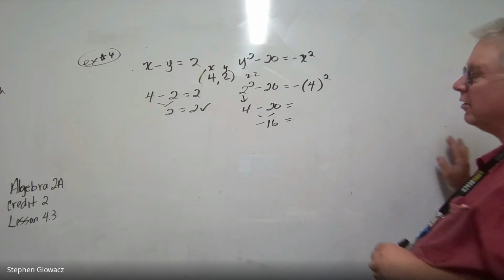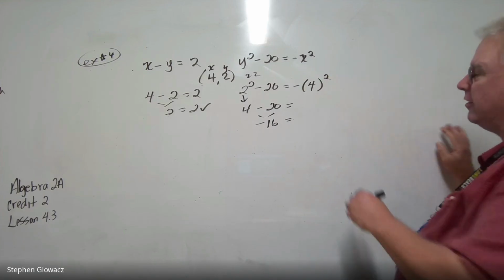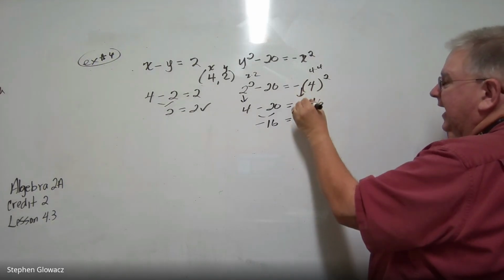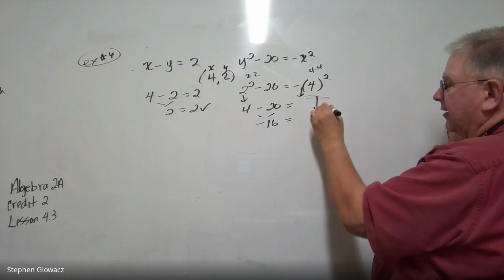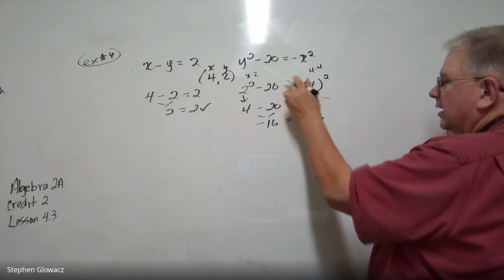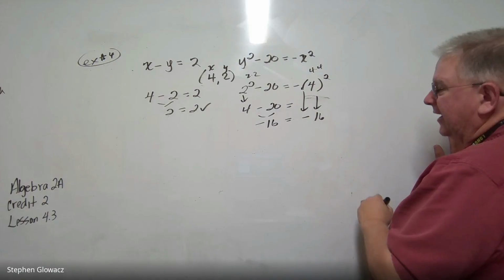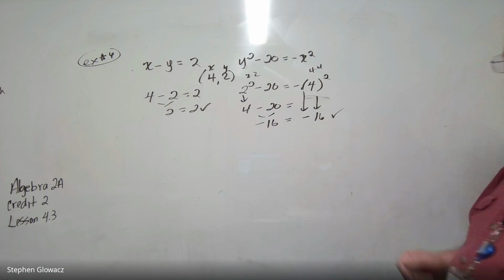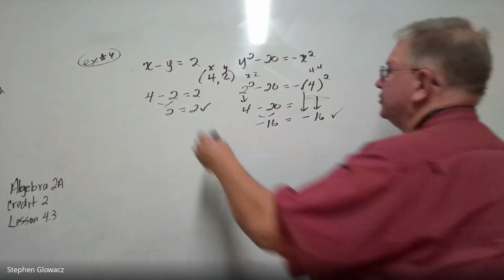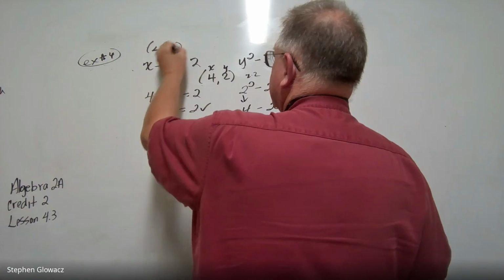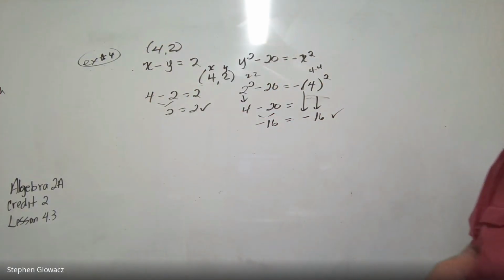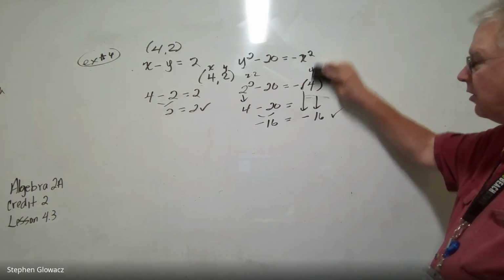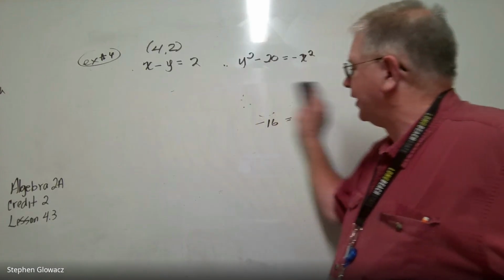Over here, we have 4 squared, which is 4 times 4, which is 16. But we have the negative in front, which brings it all the way down here, which makes it negative 16. We have the same number on both sides of the equal sign. So it turns out 4, 2 is a solution to this system. I know a minute ago we talked about it not being a solution to the last system, but it is to this one. All right, so let's check our next ordered pair here.